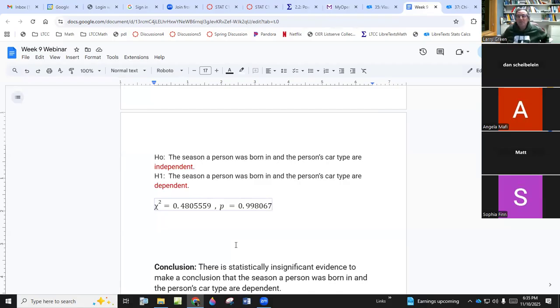Any thoughts? I don't see y'all jumping in. Notice our p-value is 0.998 or so. That's bigger than any level of significance you would ever use.